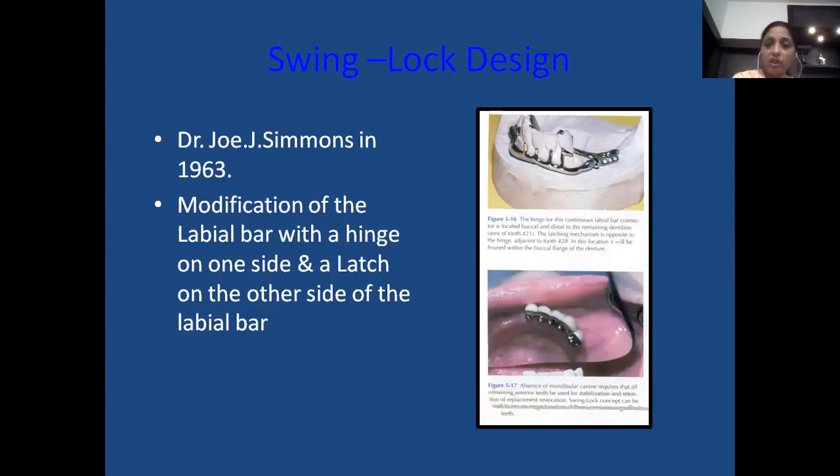There is a modification of labial bar, that is the swing lock design, which was given by Dr. Joe J. Simmons in 1963. The modification is that a hinge is present on one side of this design, and on the other side of the design there will be a latch present. So it can be opened and then removed from the mouth, and whenever the patient wants to wear it, it can be easily placed in the mouth and locked. So this is one of the modifications of the labial bar design only.